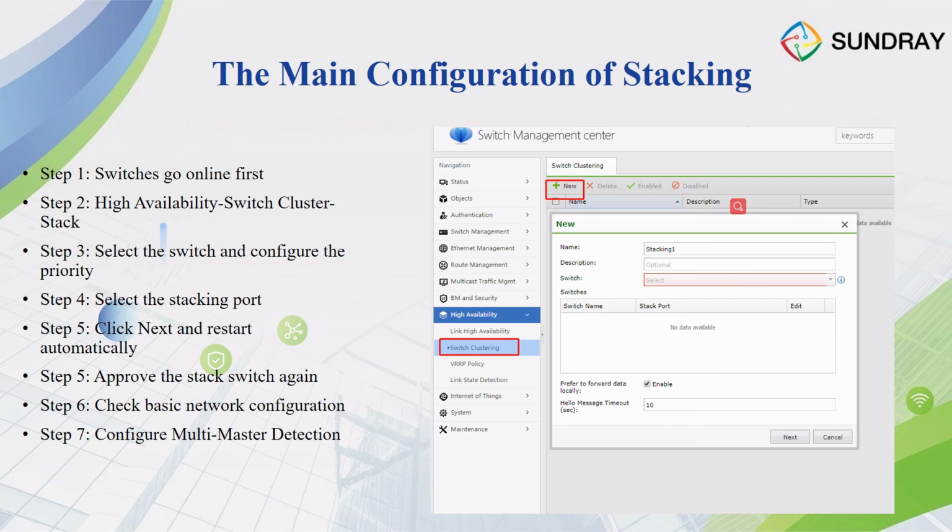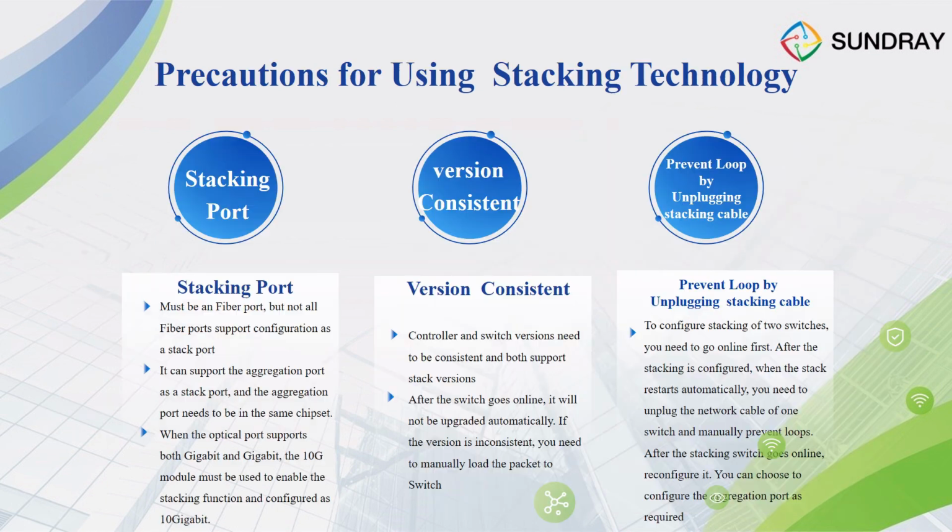For this new switch, you need to approve it, because the two switches become one new switch. So you need to approve this new switch and make it online, and then configure the network, like giving the IP address to this one. Also, you can configure the multiple master detection. So this is the configuration for the stacking.